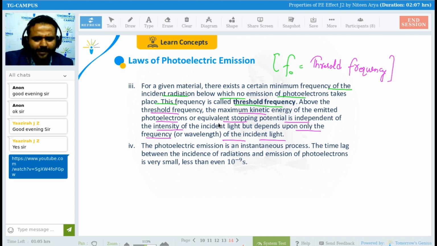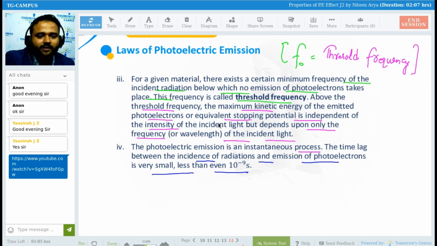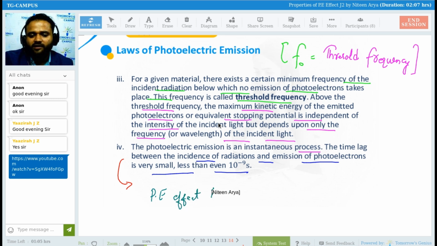The photoelectric emission is an instantaneous process. The time lag between the incidence of radiation and emission of photoelectron is very small, less than 10 to the power minus 9 seconds. Okay, so what does the fourth point stand for? The PE effect is very fast, an instantaneous process.